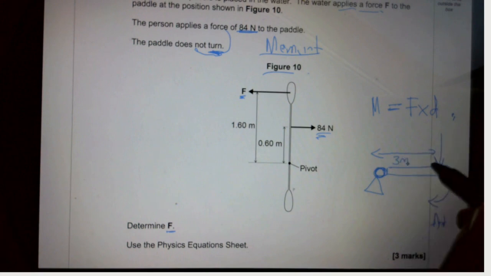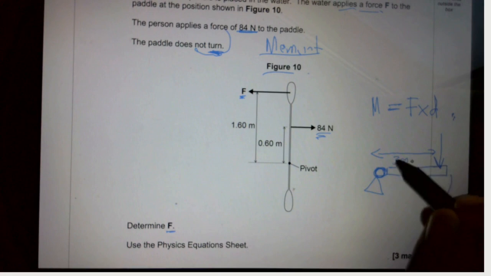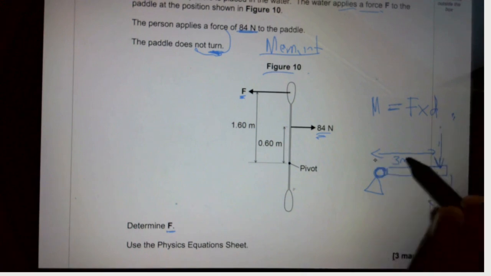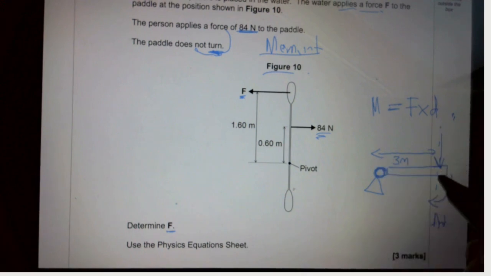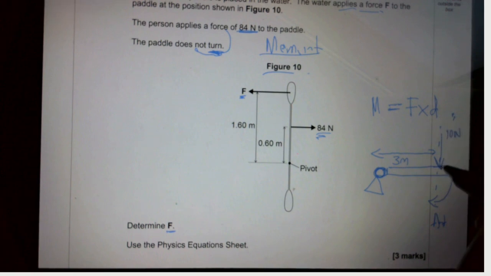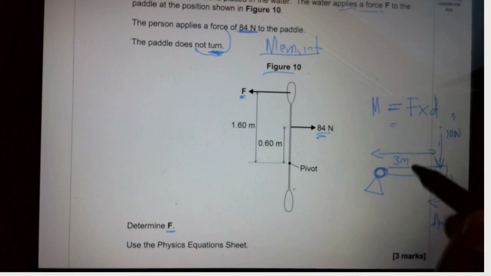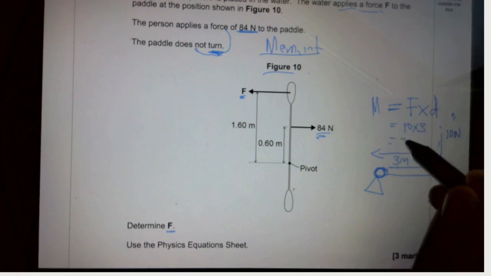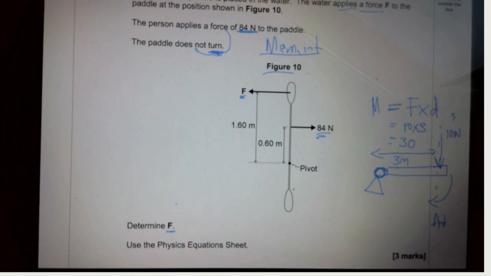So you use this distance. This is called the perpendicular distance. Why is it called the perpendicular distance? Because it is perpendicular to the line at which the force was applied, and that line is called the line of action. So now let's say the force is 10 newtons, applied downward, anti-clockwise. Now we have moment equals force, our 10, multiplied by the perpendicular distance, which is 3. Then our moment will be 30, right?